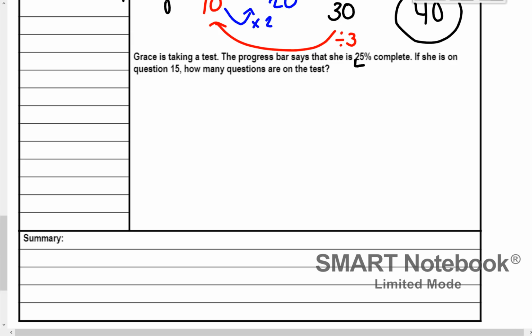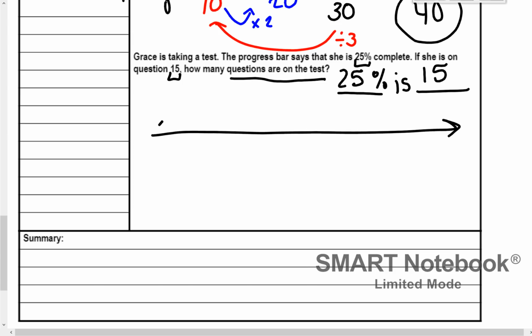Okay, so we have our percent, 25%. And she's on question 15, which is the part of the test. And they want to know the whole or the total number of questions on the test. So that's our important information. All right, so we're going to set it up with that is statement. Okay, some percent is what? So 25% is 15, and that's super important to be able to pick out that information.